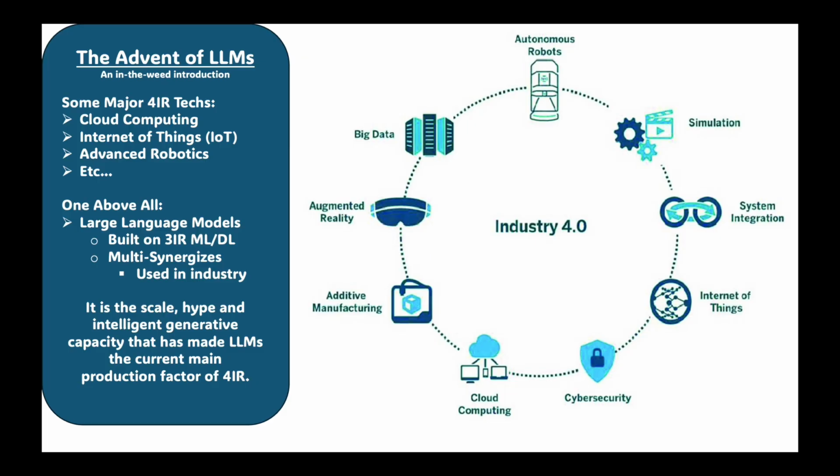However, these three are trumped by one to stand above all, that being large language models, the new hyper-intelligent and generative AI models. There's a strong argument to be made, at least at present, that LLMs are the main production factor of the Fourth Industrial Revolution, since they synergize with all these other technologies to create value.